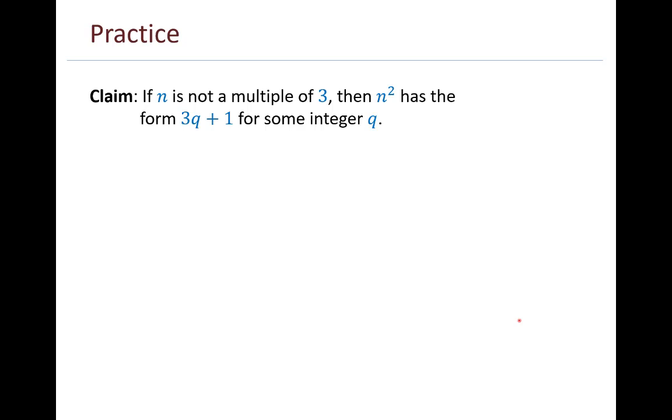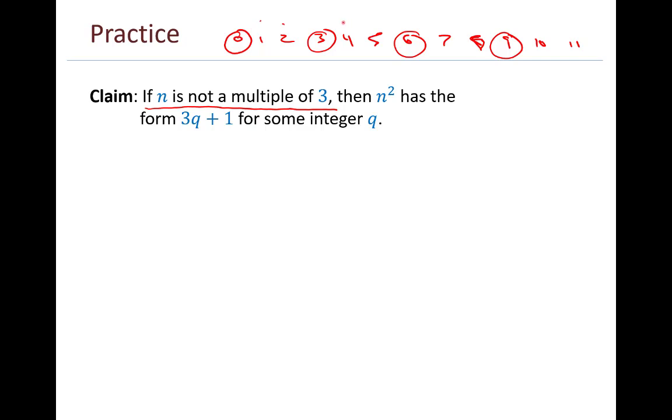Alright, so before we dive into the proof, let's think about the cases that we will need. We're given that n is not a multiple of 3, so what could it look like? Well, let me write out some integers. And I'll circle the multiples of 3. So my n has to be something like 1 or 2 or 4 or 5 or 7 or 8 or 10 or 11 and so on.